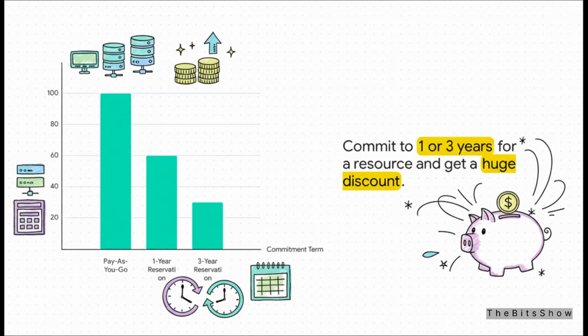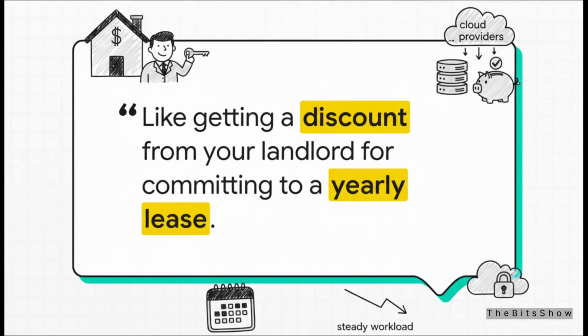And as you can see from this chart, that commitment unlocks a massive discount. We're talking savings of up to 70% compared to just paying month to month. It's a really simple trade-off when you think about it. Just like a landlord gives you a better deal for signing a year-long lease, cloud providers reward your commitment with huge savings. If your workload is predictable, reservations are one of the fastest ways to slash your bill.